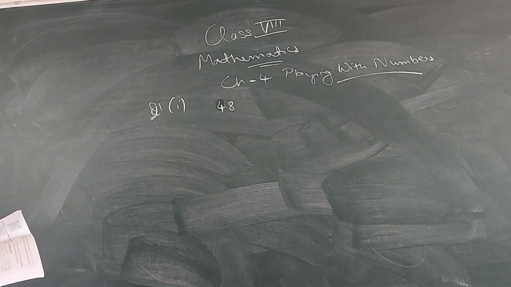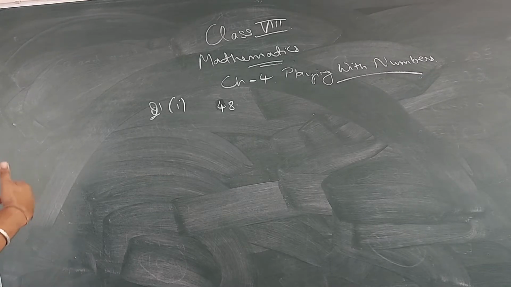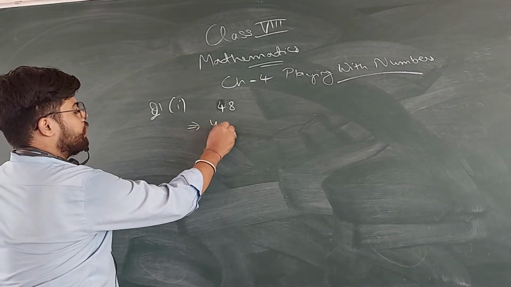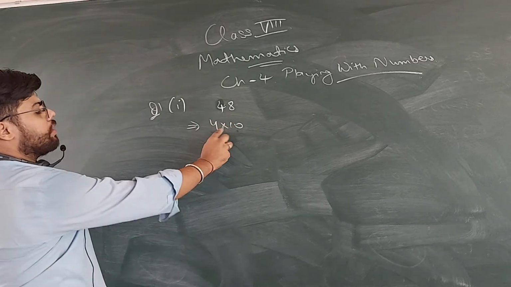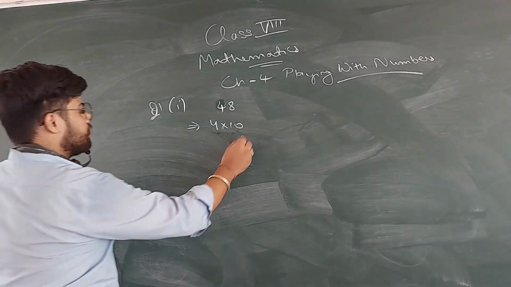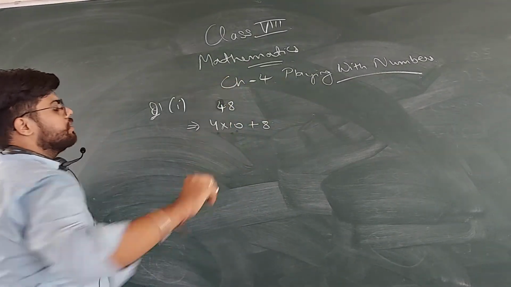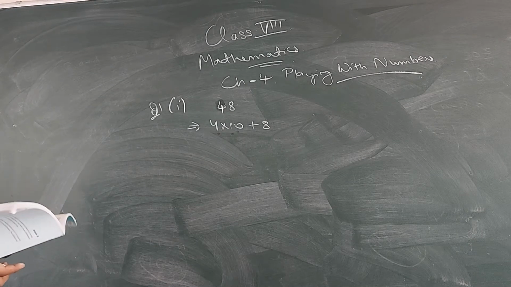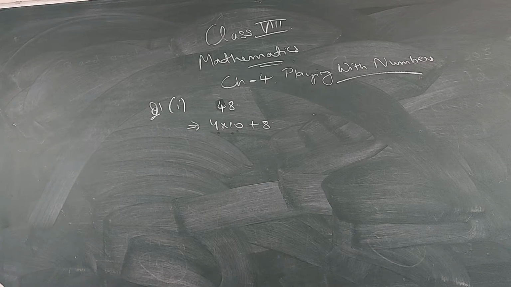How can we write this one? We have to express it in terms of 10. So we can write 4 into 10. Now 4 into 10 is 40, and we want 48. So how much do we have to add? Plus 8. So this is the general form of 48. Same as it is 39: you can do 3 into 10, 30, plus 9, 39.